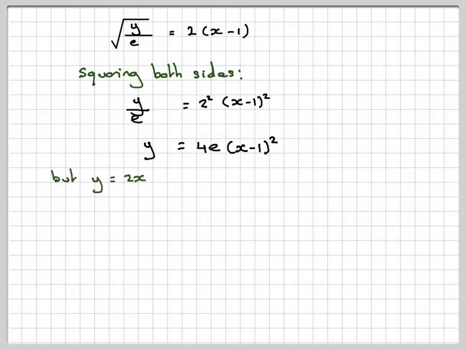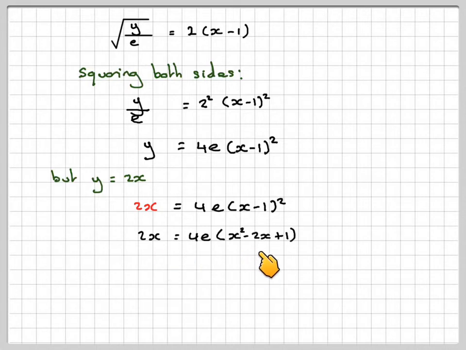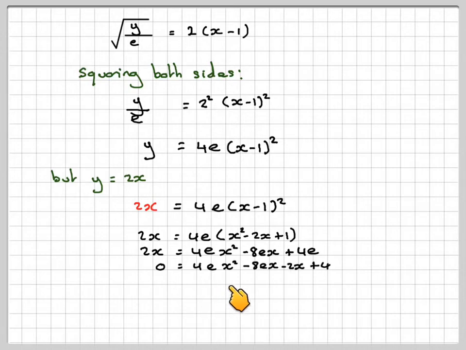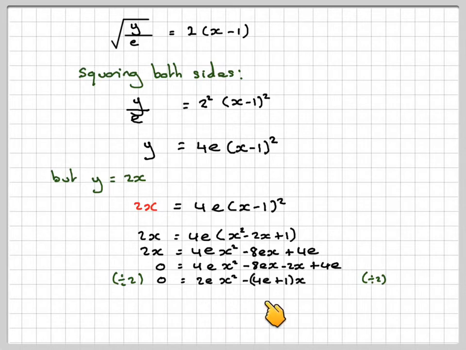But y is equal to 2x, so therefore 2x is equal to 4e(x minus 1) all squared. So 2x will be equal to 4e, expanding this, x squared minus 2x plus 1. So 2x is equal to 4ex squared, taking the 4e into the bracket, minus 8ex plus 4e. Now subtracting 2x, we're going to have 4e x squared minus 8e x minus 2x plus 4e. Now if we divide everything through by 2, because the 4, 8, 2 and 4 are all divisible by 2, we're going to have that 0 is 2e x squared minus (4e plus 1)x plus 2e.